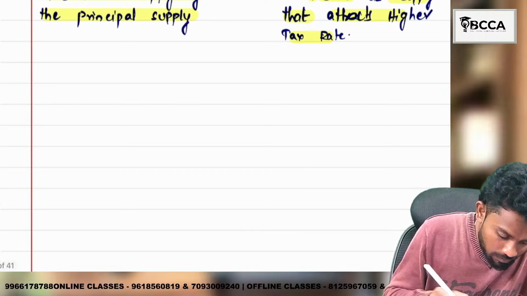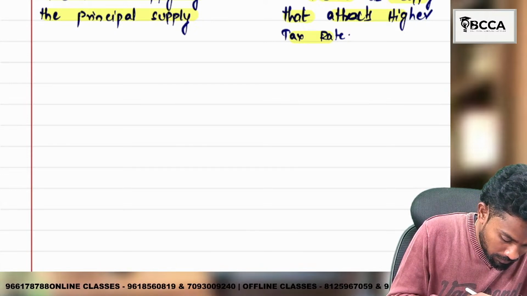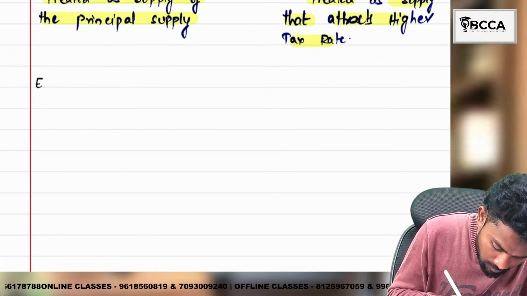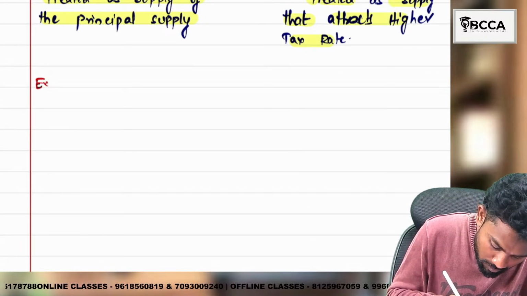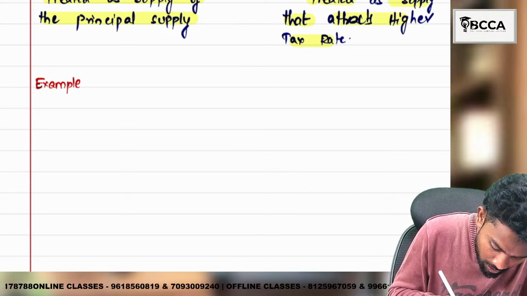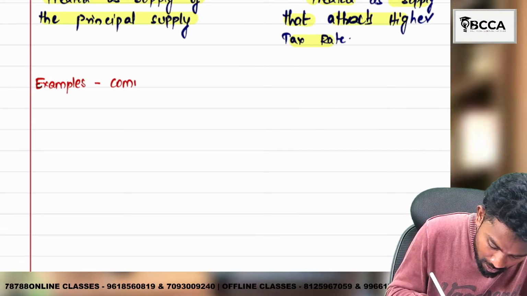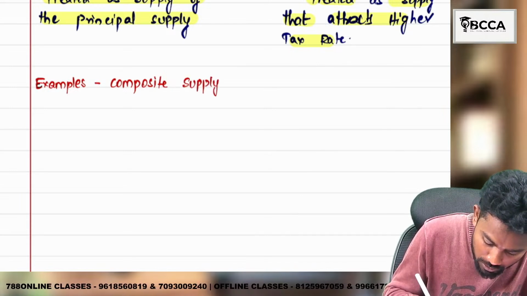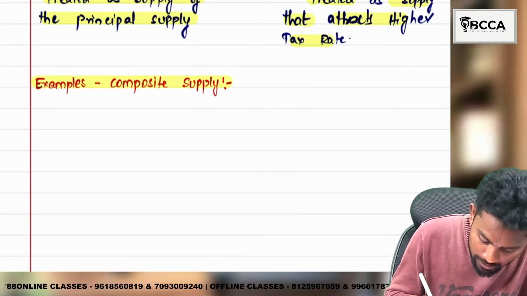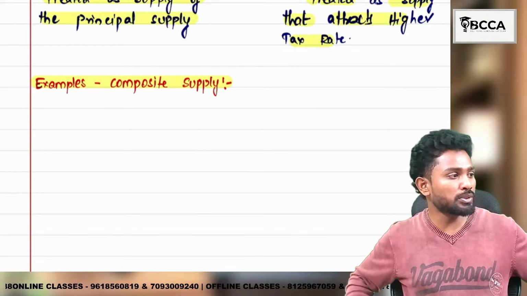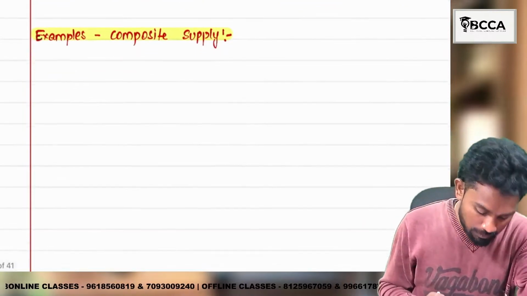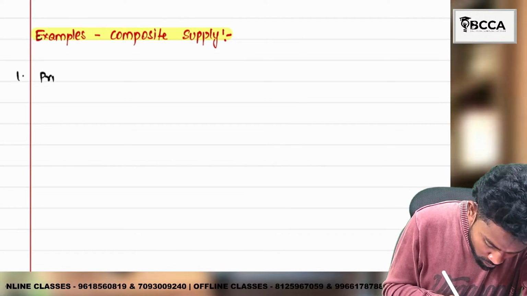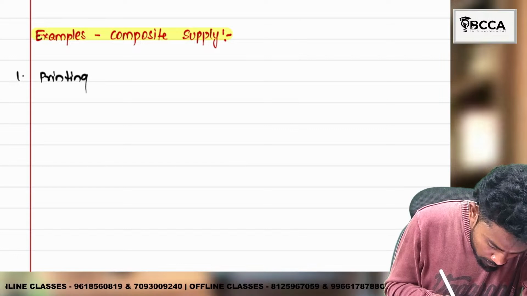Composite supply related examples. So don't expect too many interpretations or explanations from me. Quickly, examples only, right? Write down fast along with me. First one, printing of books.